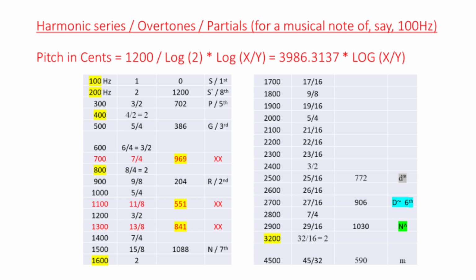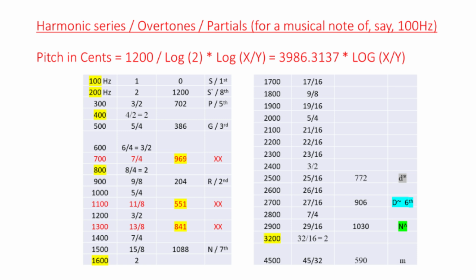In the next octave, 1600 Hz to 3200 Hz, we get all the already mentioned tones, plus 906 cents, which is not a pure tone. It is called a pi tone or a Pythagorean major sixth, which is acceptable in music. So in this octave, we also have two more tones having fractions 25 by 16 and 29 by 16, which are 772 cents and 1030 cents.